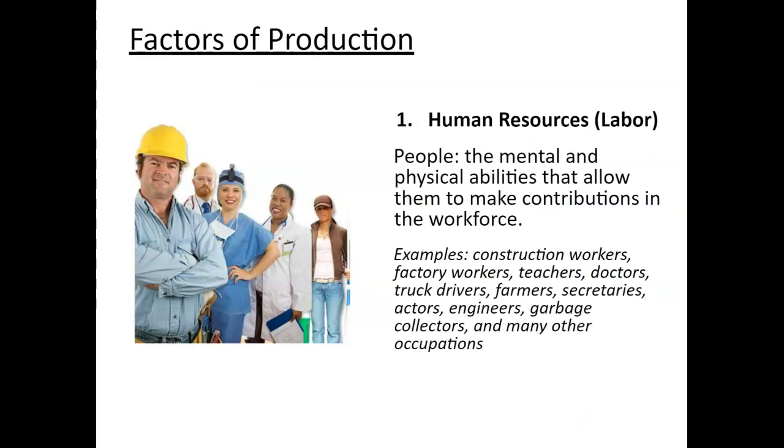There are 4 factors of production. First, of course, is human resources, or what we call labor. These are the people that have the mental and physical abilities that allow them to make contributions in the workforce. What's really amazing about labor, and what I really want to emphasize in this class, is that there are so many different skills and abilities and interests that people have, and that nobody should feel like they have to go in a particular direction. What you really should be looking for is what are your values and what are you hoping to achieve from your work.